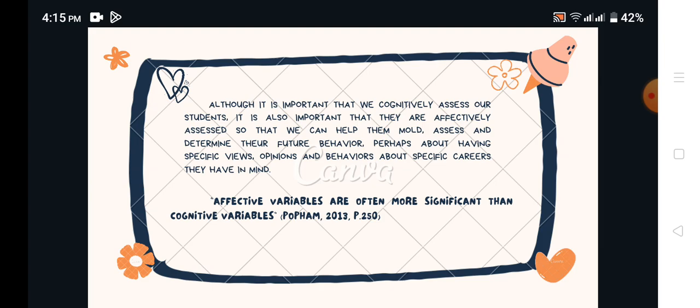And Popham also believes that before having cognitive domains, teachers should motivate students to think positively towards their attitudes, values, beliefs, and dispositions of learning. And that is clearly stated when he says, affective variables are often more significant than cognitive variables.